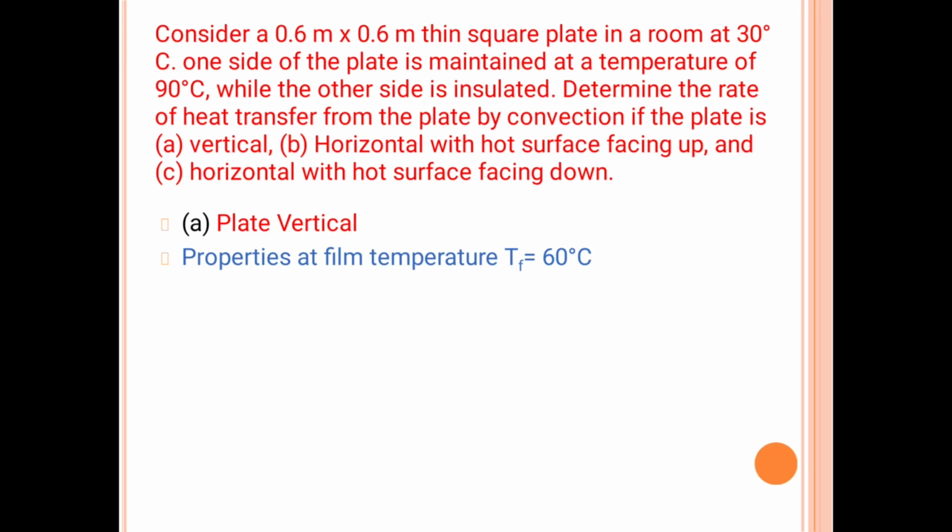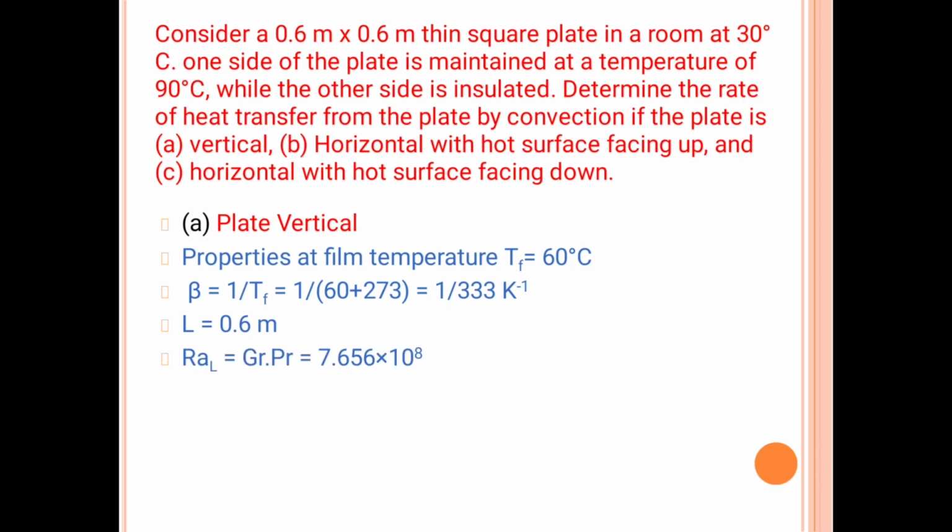For a vertical plate, first of all we have to find the properties at film temperature Tf, and we have to find the coefficient beta, which is equal to 1 by Tf, is equal to 1 by 60 plus 273, converting into Kelvin. The length is 0.6 meter, and the Rayleigh number is equal to Grashof number into Prandtl number. The value is 7.656 divided by 8.